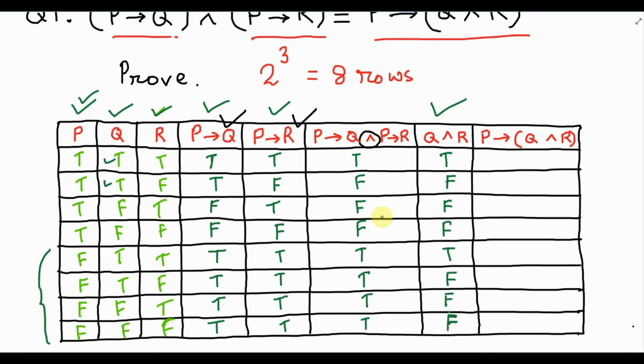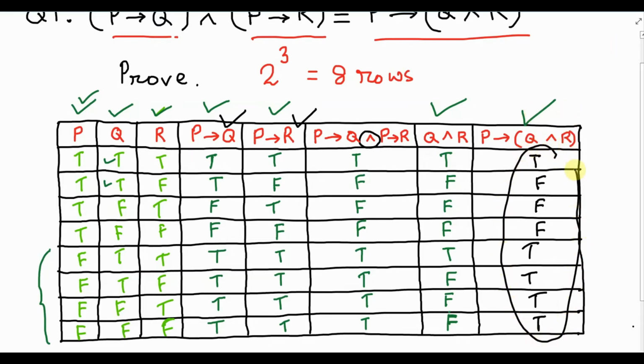The final column, P implies Q and R, can be evaluated from the Q and R column values and the P column values. Enter truth values for P implies Q and R. If you compare the truth values of column P implies Q and R and the P implies Q and P implies R column, then you find that they are the same, hence the equivalence is valid.